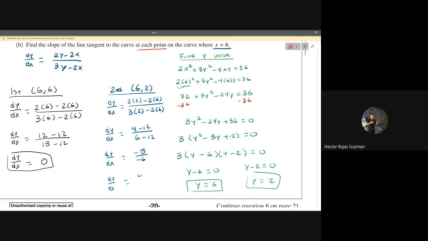Simplify it by 2, and we get 4/3. That's the other slope at the other point.